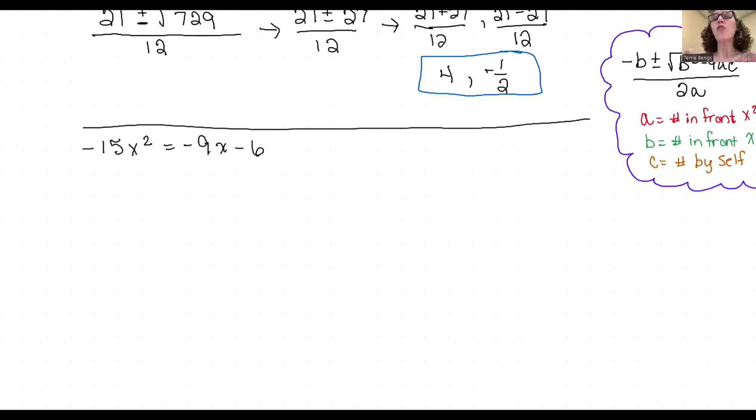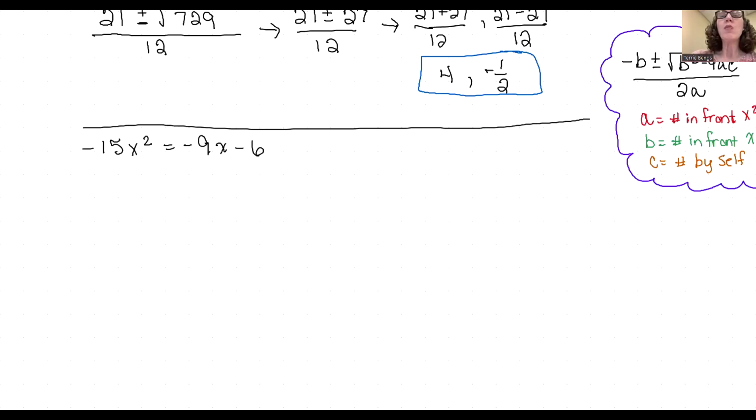All right, so I told you the first thing before we can use a quadratic formula to solve is that we always have to have one side equal 0. So we have to move something. Either the -15x squared has to go to one side, or the -9x and the -6 have to move to the other. So let's just move our -15x squared. That's only one thing we have to move.